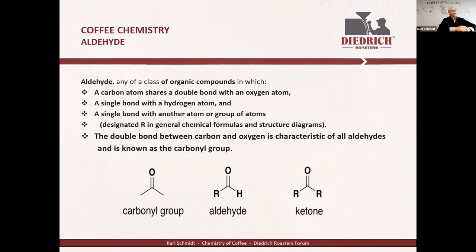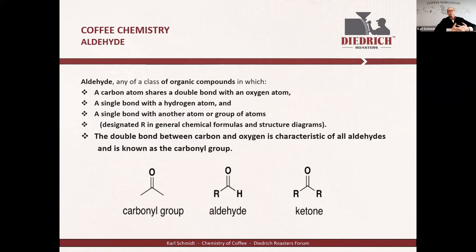Once we understand the chemical reactions, important now is we're going towards the so-called Maillard reaction. To understand the Maillard reaction, we need to know about the sugars that play a role, and those are the reducing and non-reducing sugars. And before we do that, let's talk about the aldehydes. It's any class of organic compounds in which a carbon atom shares a double bond with an oxygen atom. And I really want to focus on that. It's the definition of a double bond, as you can see down below, with an oxygen atom, a single bond with a hydrogen atom, and a single bond with another atom of a group of atoms. The double bond between carbon and oxygen is characteristic of all aldehydes and is known as the carbonyl group.